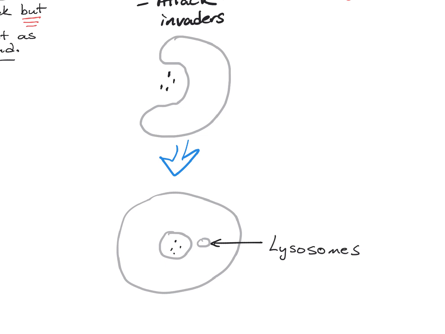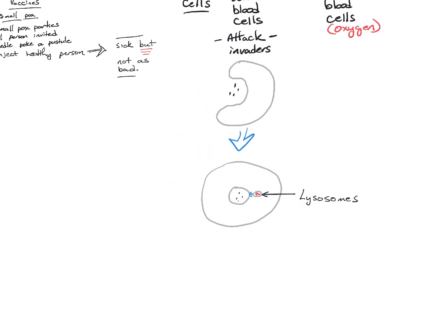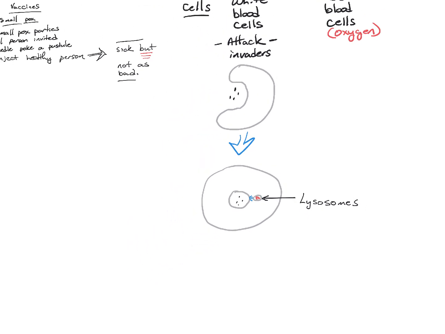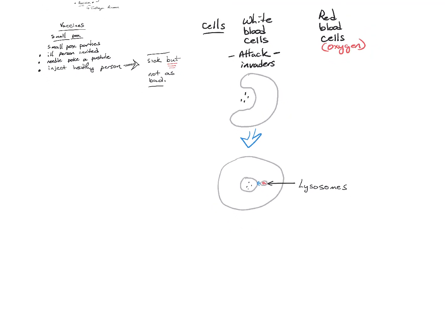Lysosomes are these little packets of killer enzymes that when they fuse with the vesicle that the white blood cell took into itself, they kill everything inside it. Very, very deadly little things.